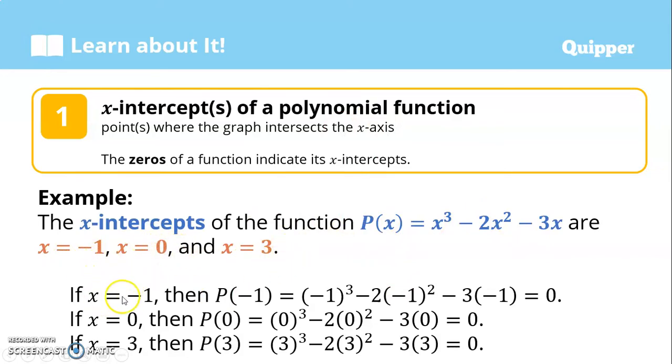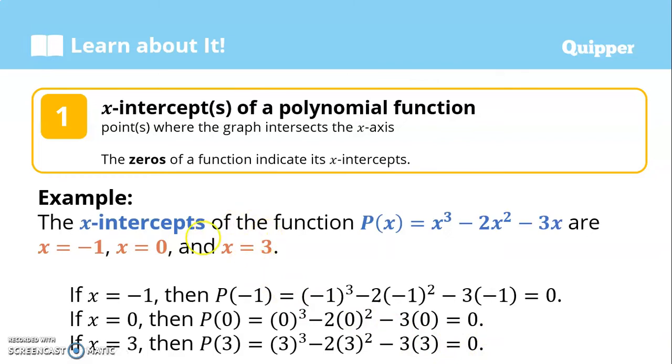So, ibig sabihin nito, if x equals -1, then p of -1, isa-substitute mo yan dito sa original polynomial function. Pag-substitute mo, when you solve that, that is equal to 0. Kaya siya tinawag na zeros of a polynomial kasi kapag sinubstitute mo itong -1, yung polynomial function ay magiging 0. Another, if x equals 0, then p of 0 equals 0. If x equals 3, then p of 3 equals 0. So, yun ang ibig sabihin ng zeros of the polynomial.